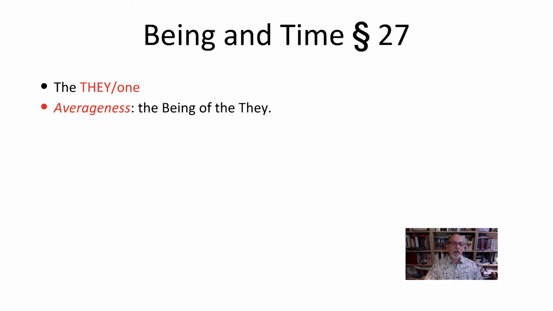What can you know about that exactly? You can get 100 or nothing. Even though no actual human being gets a 50, we say that's the average. Heidegger is thinking like that. There's no actual person that's the they. There's no actual person that's the one. And yet, it's not everybody, it's not exactly nothing, because it's very powerful.